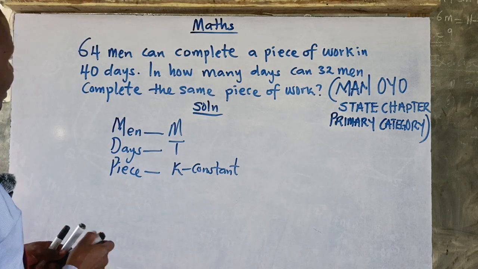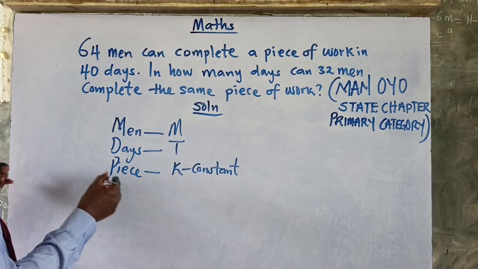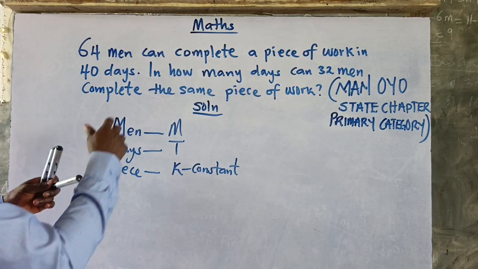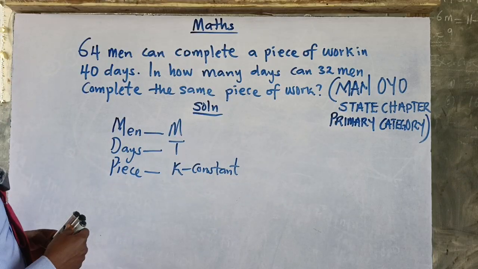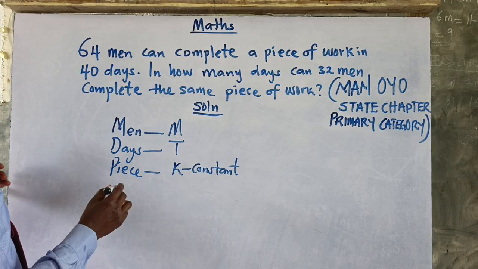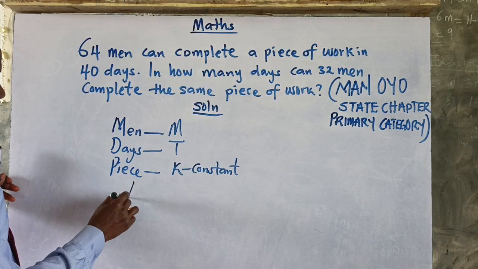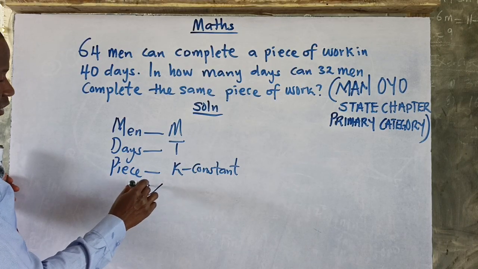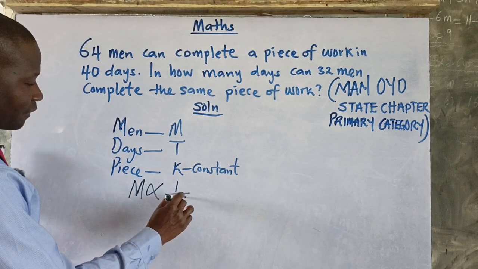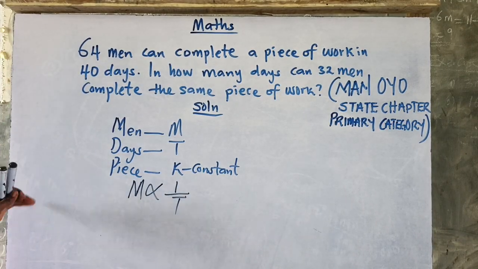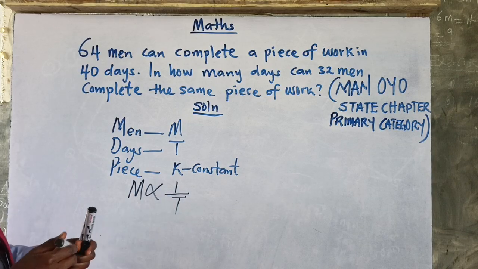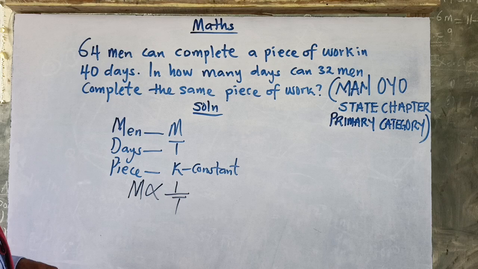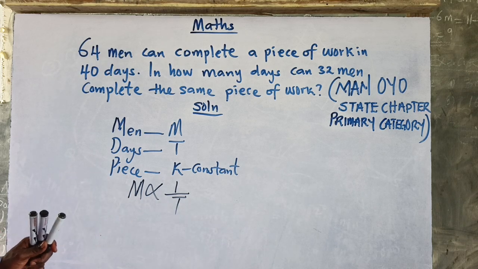Now, like I said, when you apply the knowledge of variation here, you apply the inverse variation, because in this variation, an increase in one quantity tends to decrease the other quantity and vice versa. Now we have 64 men, that is M. M varies inversely as the number of days to complete the work. So that is the implication. If the number of men increases, then the time taken to complete the work will decrease. And if the number of men decreases, the time taken to complete the work will increase.